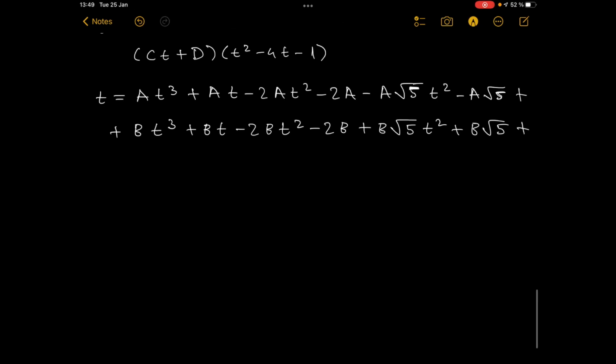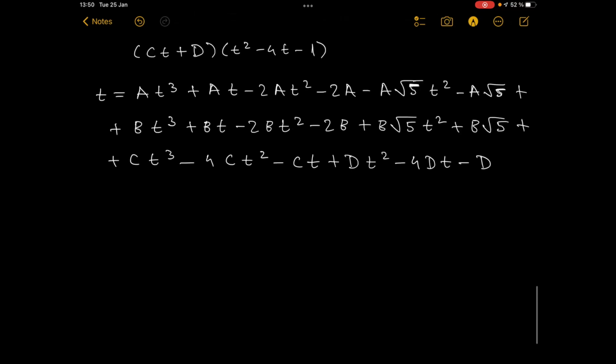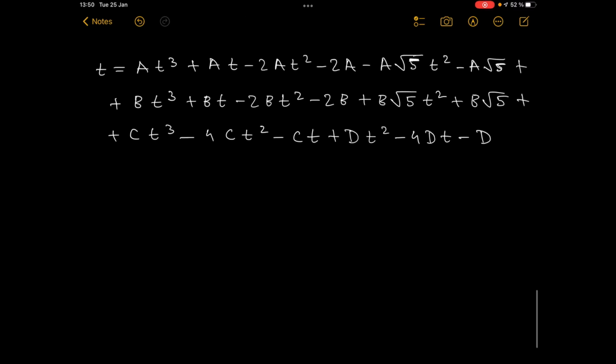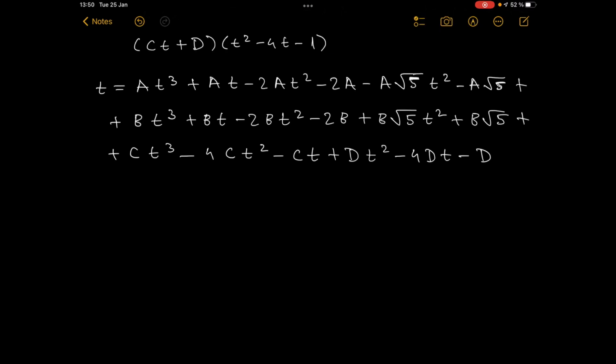Plus ct to the third, minus 4ct squared, minus ct, plus dt squared, minus 4dt, minus d. And we're just going to rearrange these parts a bit, so I'm going to use some different colors. Let's start with blue. Here we've got a t to the third, here we've got another t to the third, and another right here.